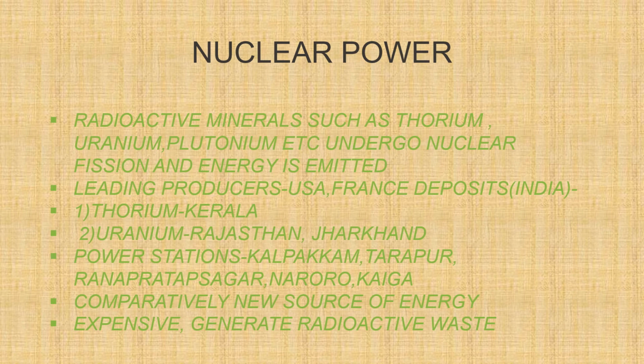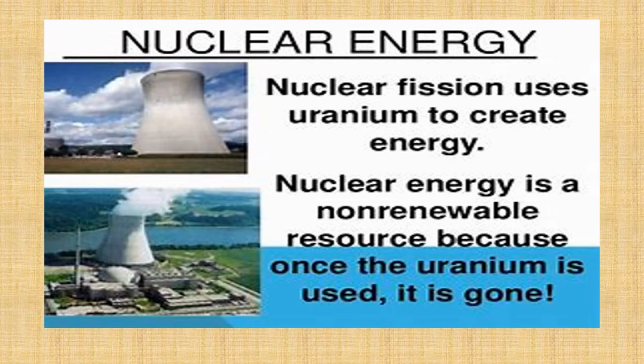It is a comparatively new source of energy. It has some disadvantages also. It is quite expensive and generates radioactive waste. Nuclear fission uses uranium to create energy. Nuclear energy is a non-renewable resource because once the uranium is used, it is gone. But we include it in non-conventional because uranium and thorium will last long in comparison to coal and petroleum.